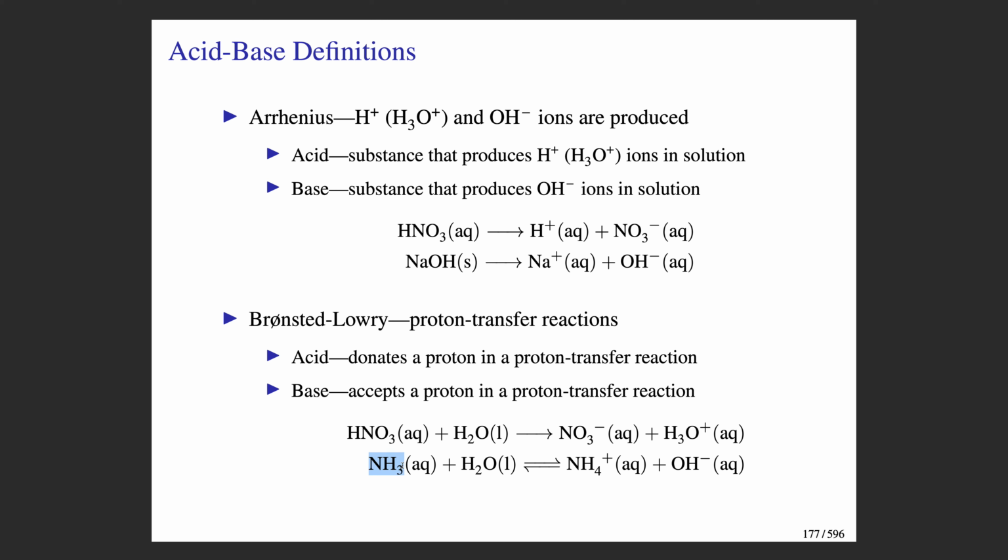However, ammonia is a weak base. It only partially dissociates into its ions. And so whenever you have a weak electrolyte, a weak base in this case, you use the bidirectional arrow. Really, only a small fraction of the ammonia dissociates to form these ions. Most of it is in its molecular form.